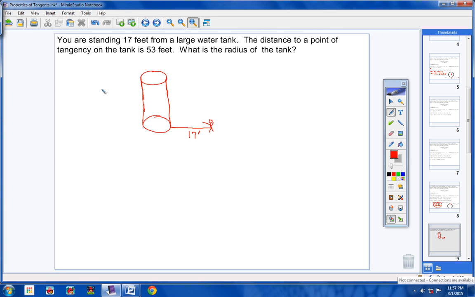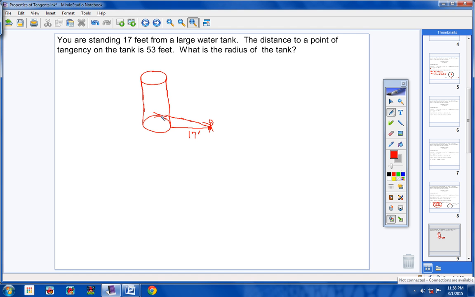Copy this down, please. You are standing 17 feet from a large water tank. The distance to a point of tangency on the tank is 53 feet. What is the radius of the tank? Now, we're going to pretend that we can see through this tank, okay? So you're standing here. Now I'm going to draw a line to a point of tangency. It's going to be really hard to do. Right here is going to hit right here, alright?